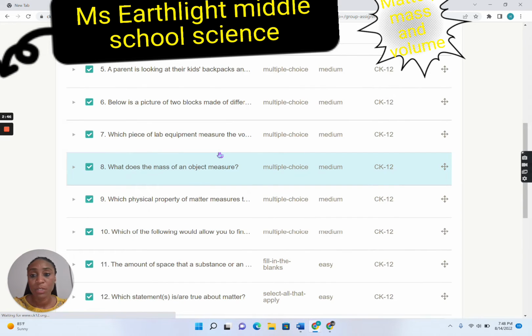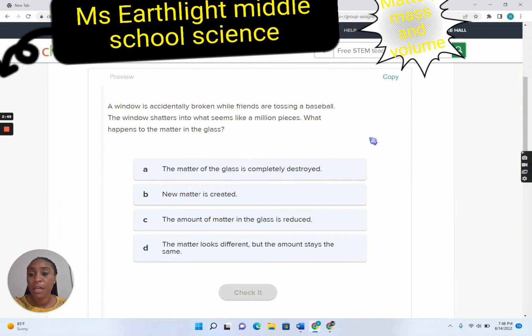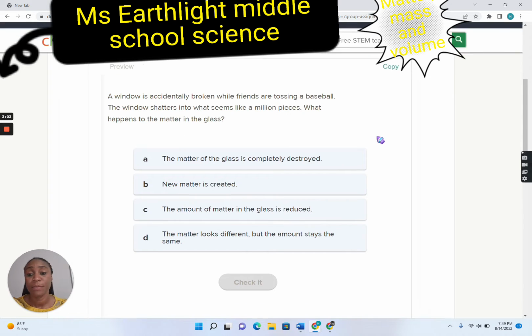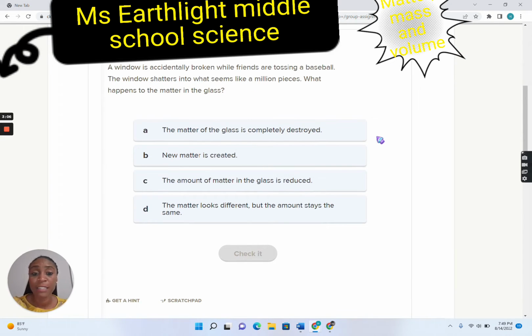Question number 4. It's also a multiple choice question. It states, a window is accidentally broken while friends are tossing a baseball. The window shatters into what seems like a million pieces. What happens to the matter in the glass? A, the matter of the glass is completely destroyed. B, new matter is created. C, the amount of matter in the glass is reduced. D, the matter looks different, but the amount stays the same. What do you think the answer is? Is it A, B, C, or D?